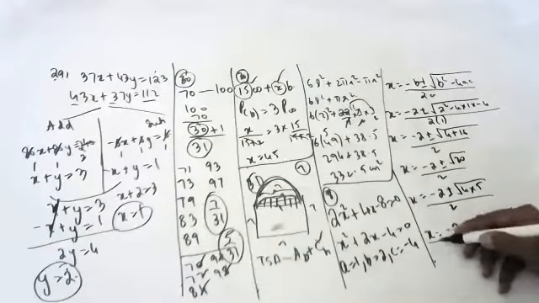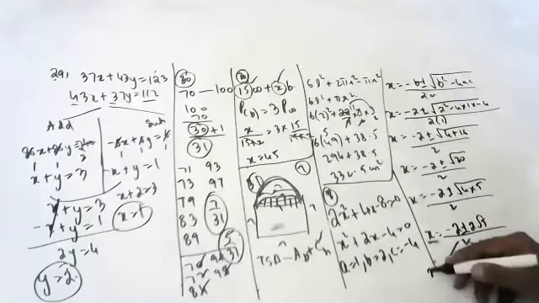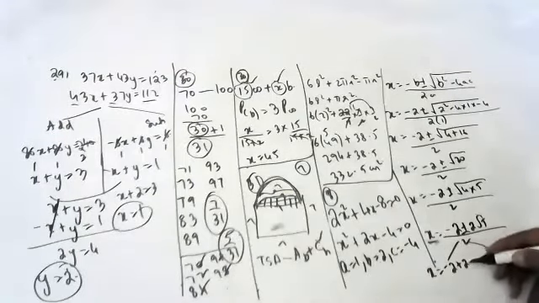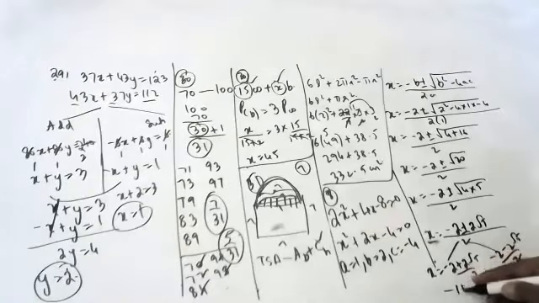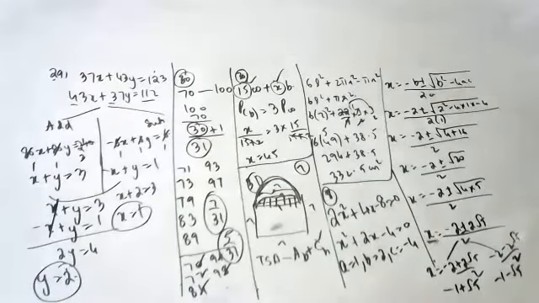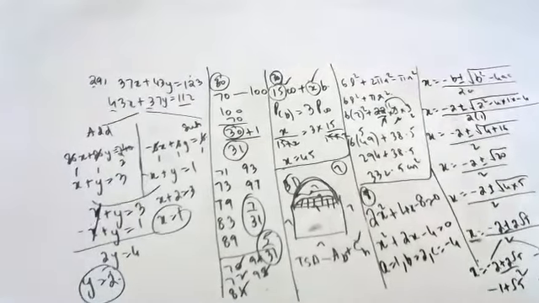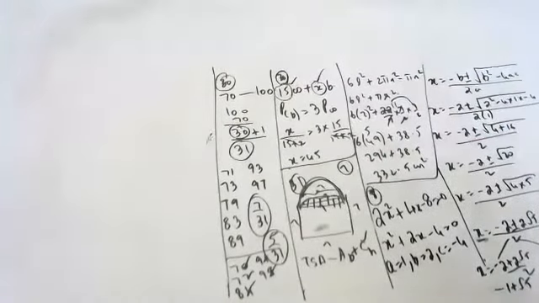Plus or minus, by 2, children. So once you take plus, once you take minus, children. x is equal to minus 2 plus 2 root 5 by 2, and minus 2 minus 2 root 5 by 2. If you take 2 common and cancel, children, you get minus 1 plus root 5, and here minus 1 minus root 5. If you want, you can cancel like that. Next, children, please see here.